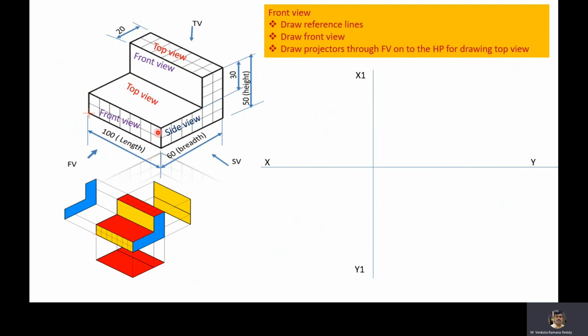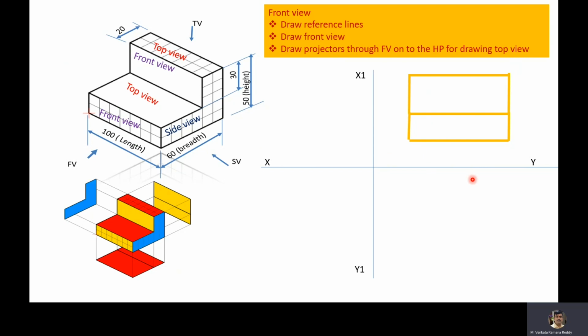That is the 100 by 20 rectangle. On that rectangle, a 100 by 30 rectangle will be visible. So 20, 100, 20, 100, and again 30, 30, 100. So drawing the front view is over.